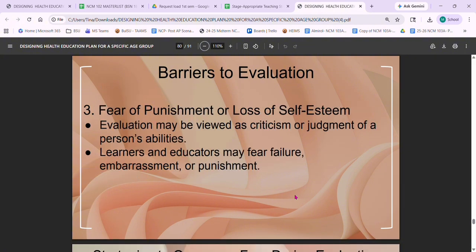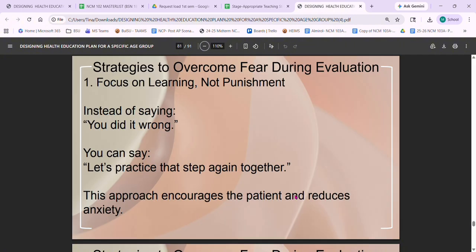Fear of punishment and self-esteem. So evaluation may be viewed as criticism or judgment for person's ability. So learners and educator may fear failure and embarrassment and punishment po. So paano tayo strategize to overcome fear during evaluation? Focus on the learning, not the punishment. So let's say, hindi niya nagawa ng tama. Instead of saying you did it wrong, okay, you can say, let's practice that step again together. Okay, this approach will encourage the patient and reduce yung anxiety.